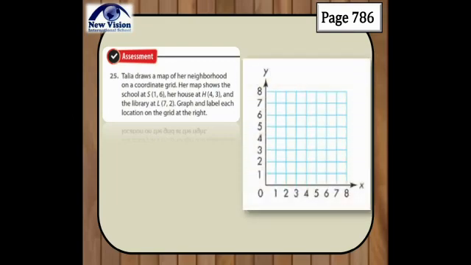So here's our grid, and we're going to graph point S, H, and L. So point S is 1, 6. Next, point H is 4, 3. So here's point H. And point L, 7, 2. So here's point L. Next page.